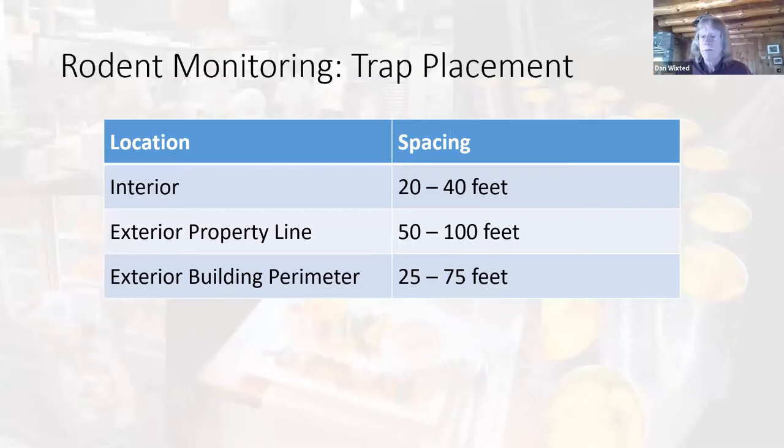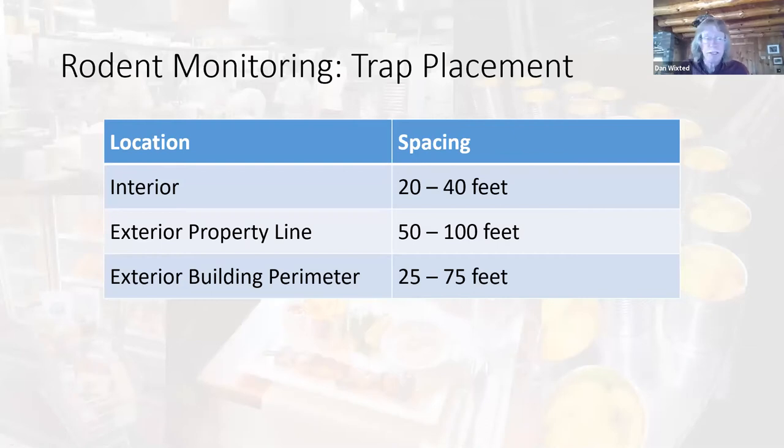What I really want to talk to you about with rodents is monitoring. You see a couple of monitoring stations here next to a door. Next, please. For years, the standard for placing traps for rodents was every 20 to 40 feet along the inside walls of a building and outside along the exterior every 25 to 75 feet. And if an auditor came by and found you didn't have traps every 20 to 40 feet, you'd get dinged. You'd get marked off on your audit.